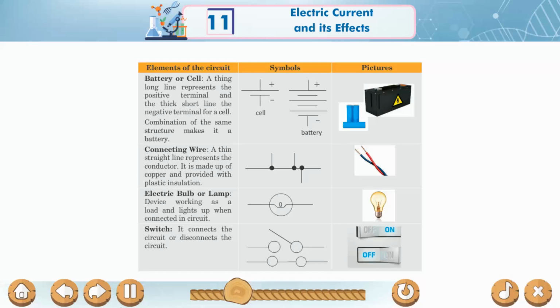Battery or cell. A thin, long line represents the positive terminal and the thick, short line, the negative terminal for a cell. Combination of the same structure makes it a battery. Connecting wire. A thin, straight line represents the conductor. It is made up of copper and provided with plastic insulation. Electric bulb or lamp. Device working as a load and lights up when connected in circuit. Switch. It connects the circuit or disconnects the circuit.